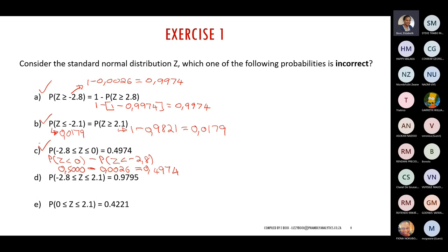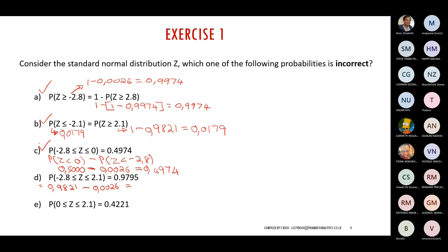So let's do number D. Number D, we're going to find Z less than 2.1. We did find it. It was 0.9821, right? Because we did find it previously. And we need to subtract Z less than minus 2.8, which is 0.0026. Let me know if you are lost. What is the answer? Okay, the answer is 0.9795, which means it is the same.